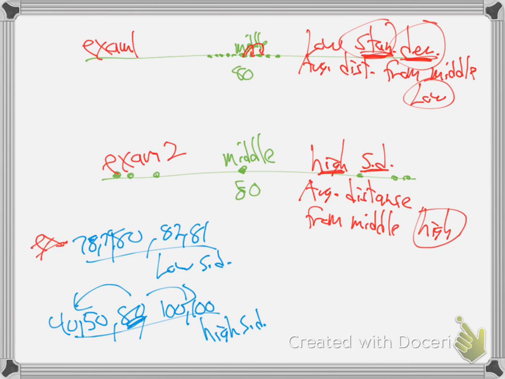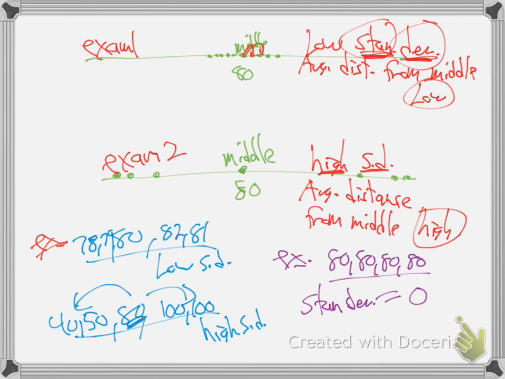Or what if I was to give you, here's an example, some averages that are all the same? What if I said, 4 people took the test, they all got the same score, 80, 80, 80, 80. What's the standard deviation? It's 0, huh? Because all the numbers are the same. There's no deviation. Nobody's different than the middle. The average distance from the middle is 0.